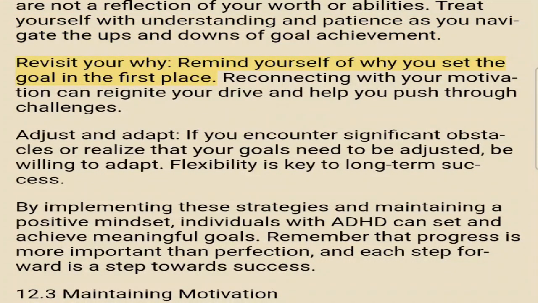Revisit your why. Remind yourself of why you set the goal in the first place. Reconnecting with your motivation can reignite your drive and help you push through challenges. Adjust and adapt. If you encounter significant obstacles or realize that your goals need to be adjusted, be willing to adapt. Flexibility is key to long-term success. By implementing these strategies and maintaining a positive mindset, individuals with ADHD can set and achieve meaningful goals. Remember that progress is more important than perfection, and each step forward is a step towards success.